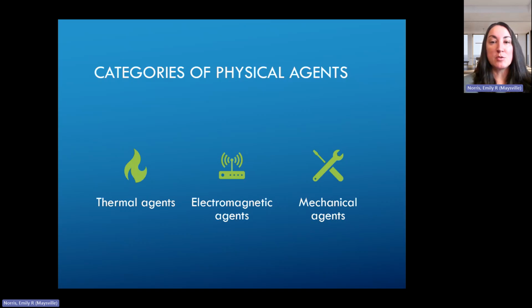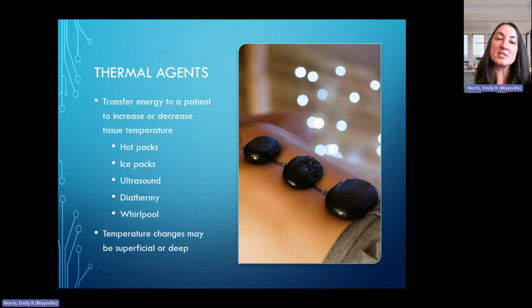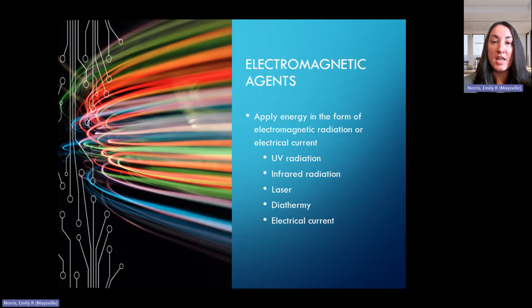Some of the categories that you can break down physical agents into are thermal agents, electromagnetic agents, and mechanical agents, based on kind of what they use and what they're used for. Thermal agents transfer energy to a patient to increase or decrease the temperature of tissue. So that's like heat, ice. Ultrasound can have a thermal component, diathermy, whirlpool, and all of those are used to change the temperature of the tissue. It can be a superficial or a deep change in the temperature.